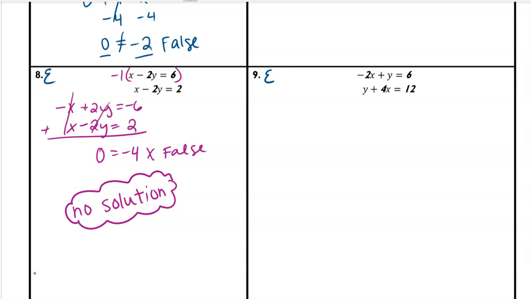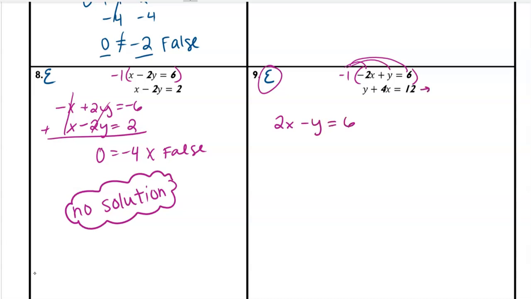All right, for number 9. Here we have elimination again. So we need to eliminate either the x's or the y's. Here our y's are 1 and 1, and our x's are negative 2 and 4. So let's just make this easy by changing one of the y's to be negative by multiplying by negative 1. Distributing that negative 1, we end up with 2x minus y equals 6.